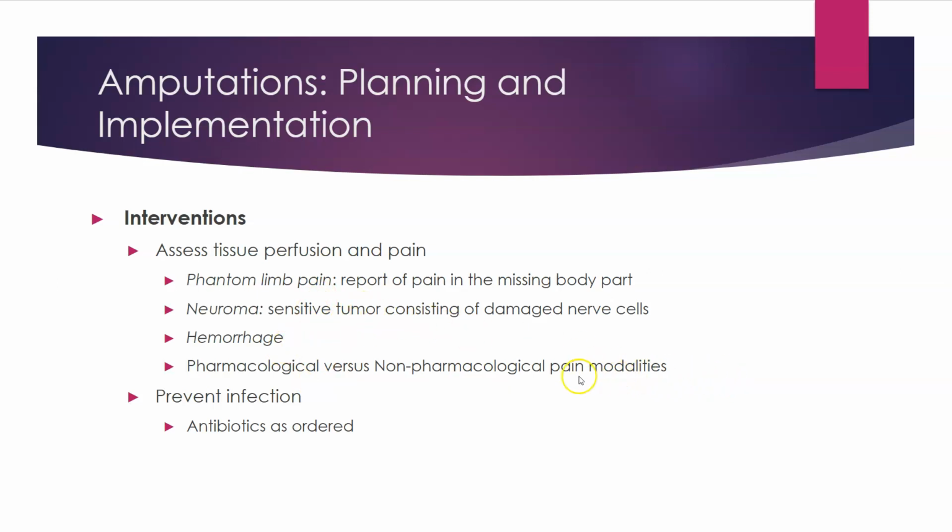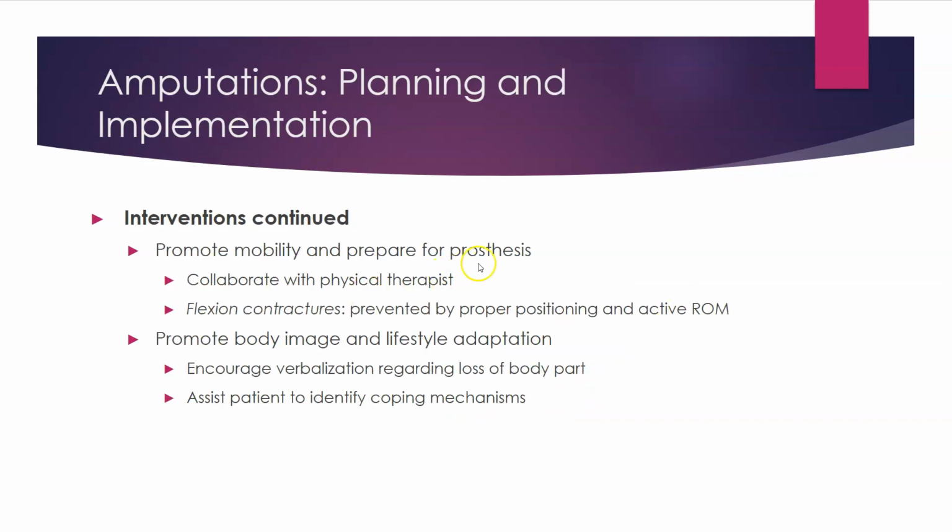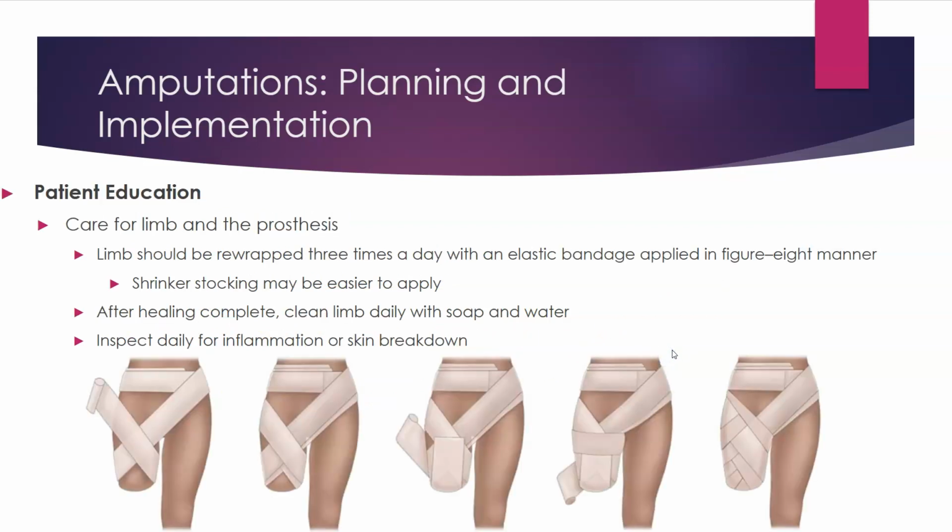And then we do want pain modalities as appropriate. If we're worried about infection, like I said, if this is an acute situation or a trauma, we want to make sure that antibiotics are given, because lawnmowers and snowblowers are not necessarily clean mechanisms. We do want to promote mobility as possible, prosthesis afterwards, and consult with physiatrists, physical therapists, and occupational therapists. And then really good range of motion. We do want to promote body image and lifestyle adaptation as best as possible.